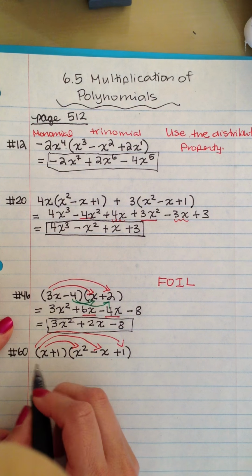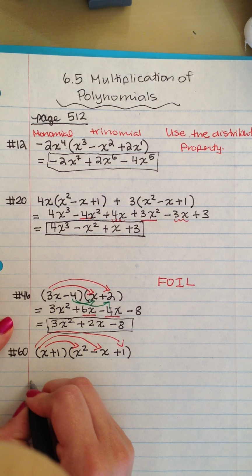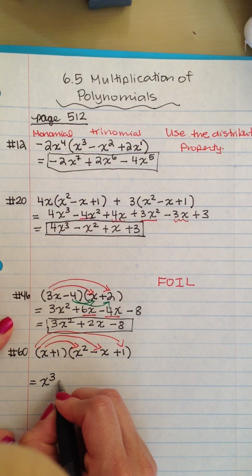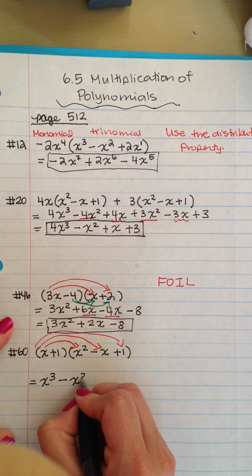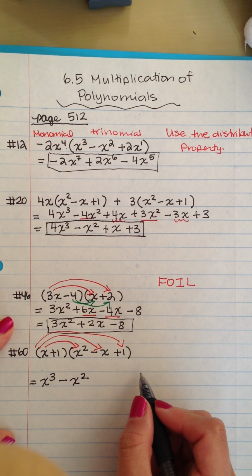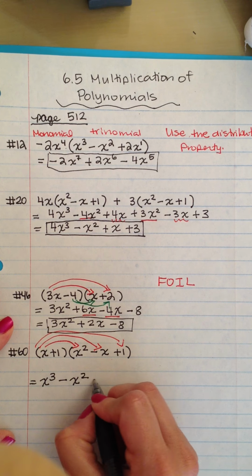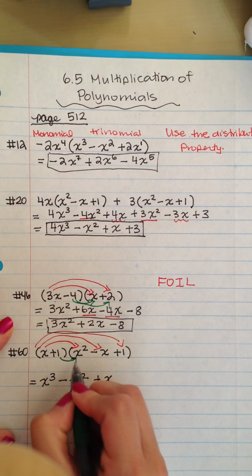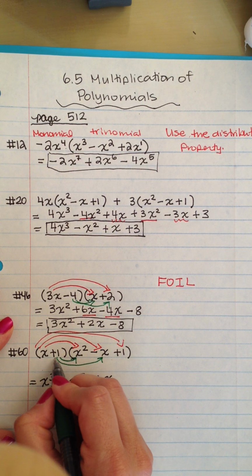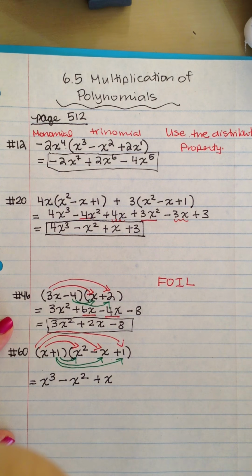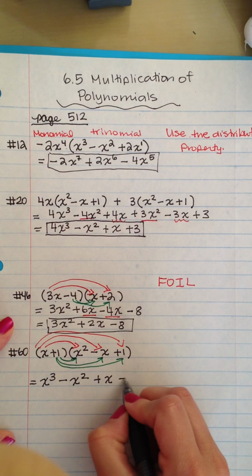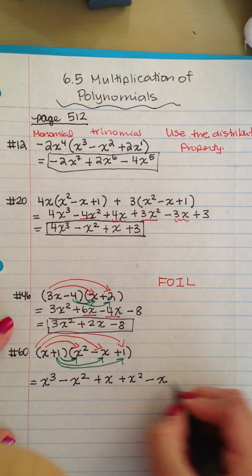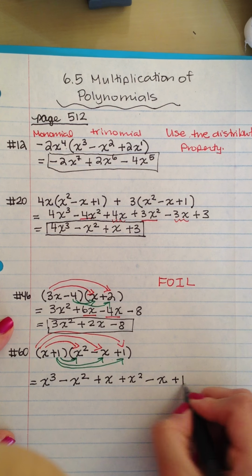So let's start that. X times x squared is x to the third. X times a negative x is negative x squared. Still adding the exponents. X times 1 is plus x. Same procedure with the 1. 1 times x squared, plus x squared. 1 times a negative x is negative x. 1 times 1, plus 1.